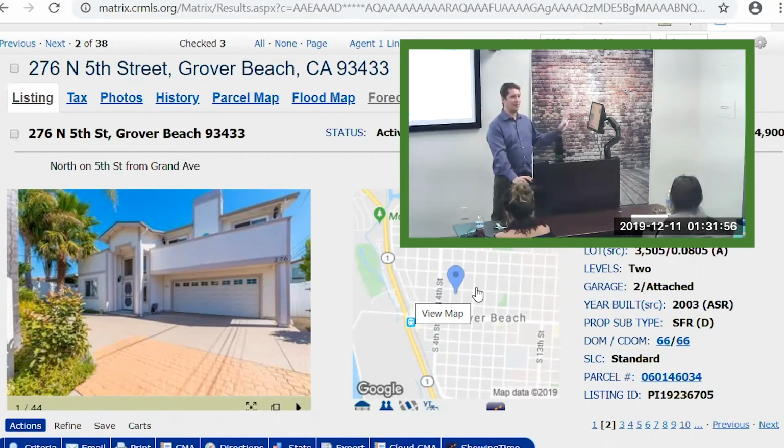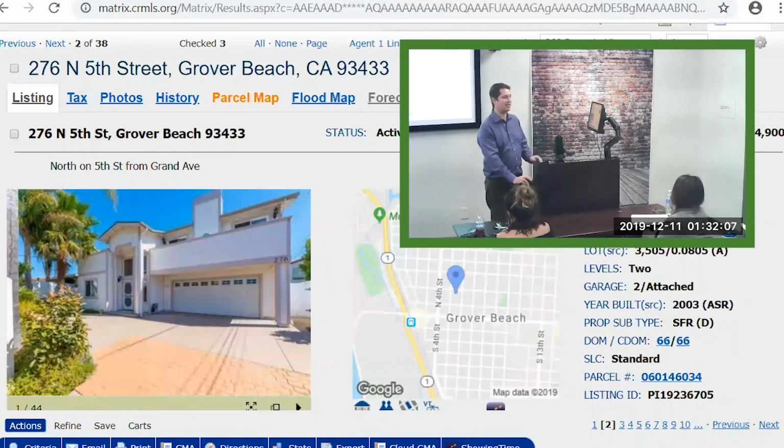They're not going to think about days on market. They're just going to see the sold price. It is going to affect you. Even if it was 4 days on the market, it still affects you. It is a sold comp. We have to take that into consideration.